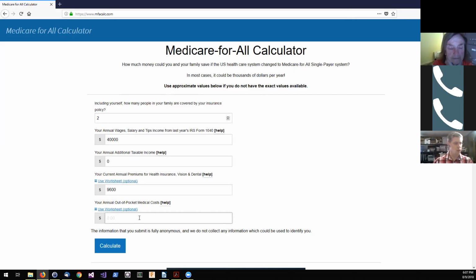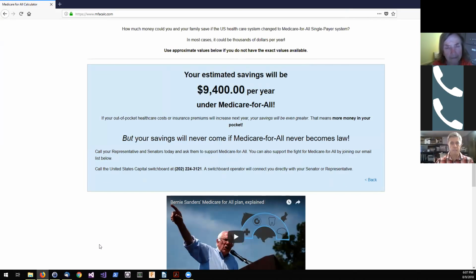And then finally, your annual out-of-pocket medical expenses. And let's say I have all my receipts, and I spend $1,000 in medical expenses. If I click calculate, it's going to take all those numbers and run a calculation on them and compare how much you spent last year to how much you would pay under Medicare for All based off of your income and your W-2 income, as well as any interest, dividends, and unearned income. And so based off those numbers, we see that I should save about $9,400 per year under Medicare for All.